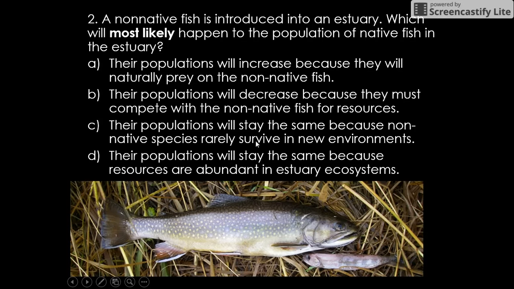C, their populations will stay the same. Or D, their populations will stay the same. So we know their populations aren't going to stay the same, so we can get rid of C and D. If we bring a new fish into the stream, the most likely thing that's going to happen is that it's going to mess everything up because the native fish are not going to have as much food anymore, because they're competing for those resources.